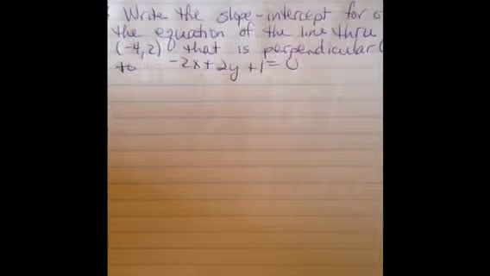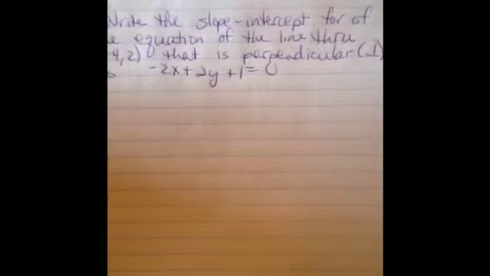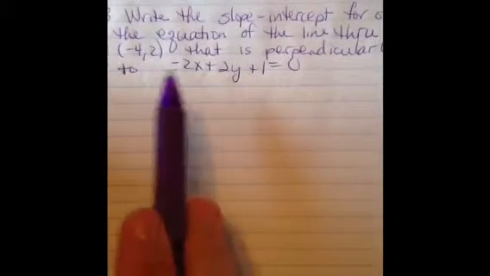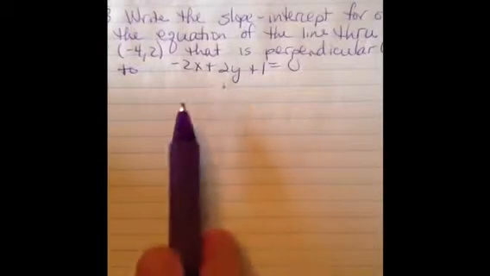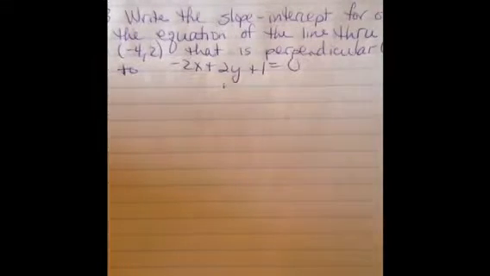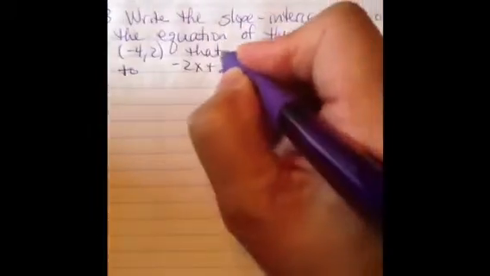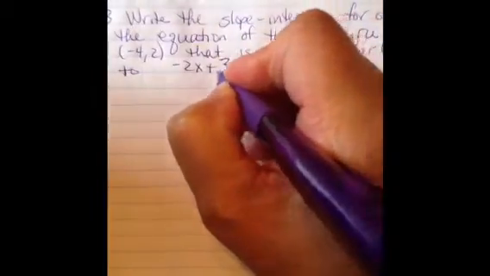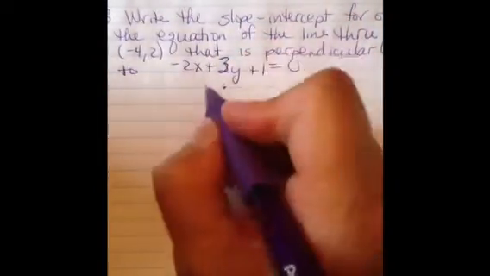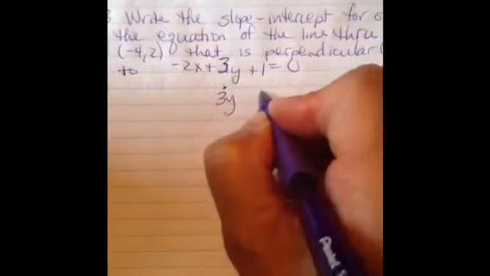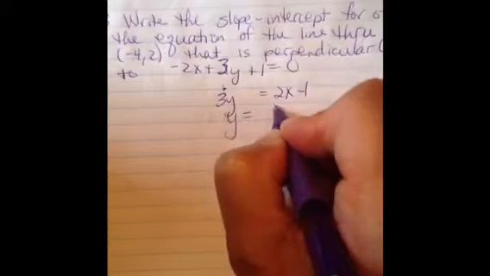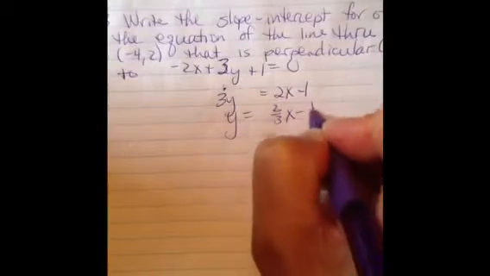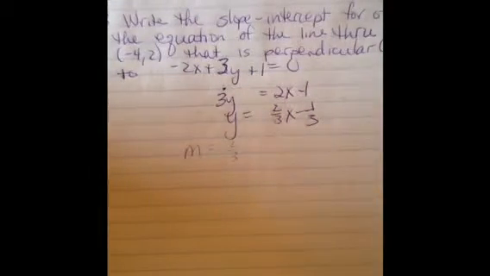Okay, B.3 says write the slope-intercept form of the equation of the line that goes through this point and is perpendicular to this line. So what we need to find out first, and let me make sure I wrote this right, this should be a 3. First we need to find out what the slope is of this line. So we're going to rearrange it and find that the slope of this line is 2/3.